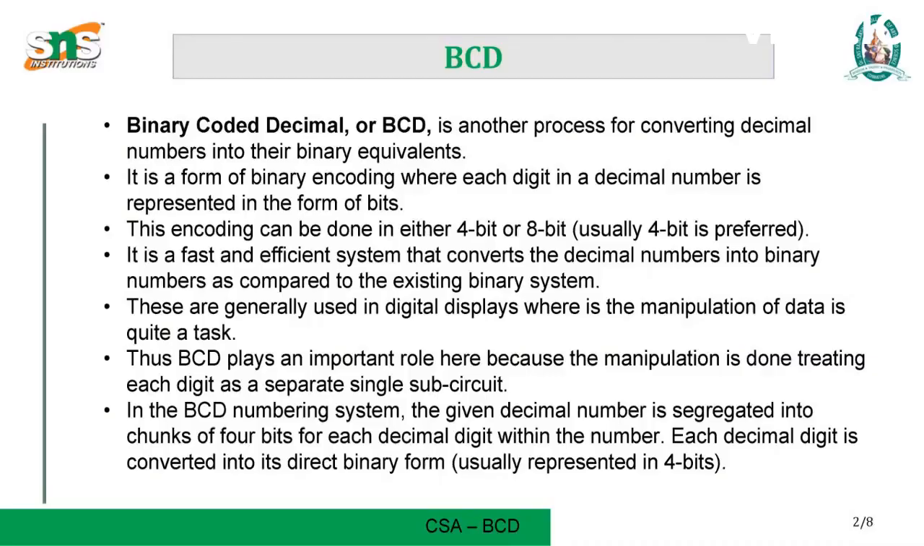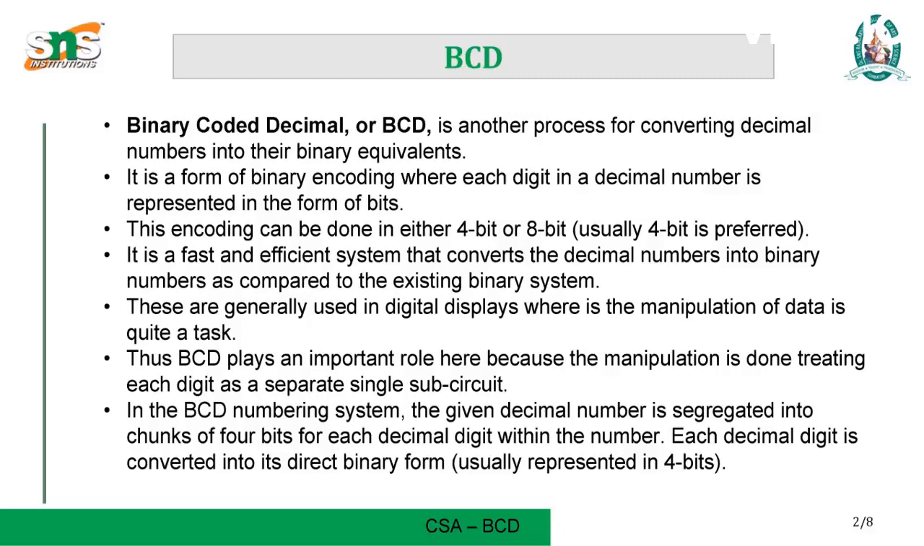Now we'll see what the abbreviation of BCD is. BCD is nothing but binary coded decimal, so it is another process for converting a decimal number into its binary equivalent. It is a form of binary encoding where each digit in a decimal number system is represented in the form of bits. This encoding can be done in either a 4-bit code or 8-bit code. Usually, we will have a 4-bit. So the BCD code will be a 4-bit code.